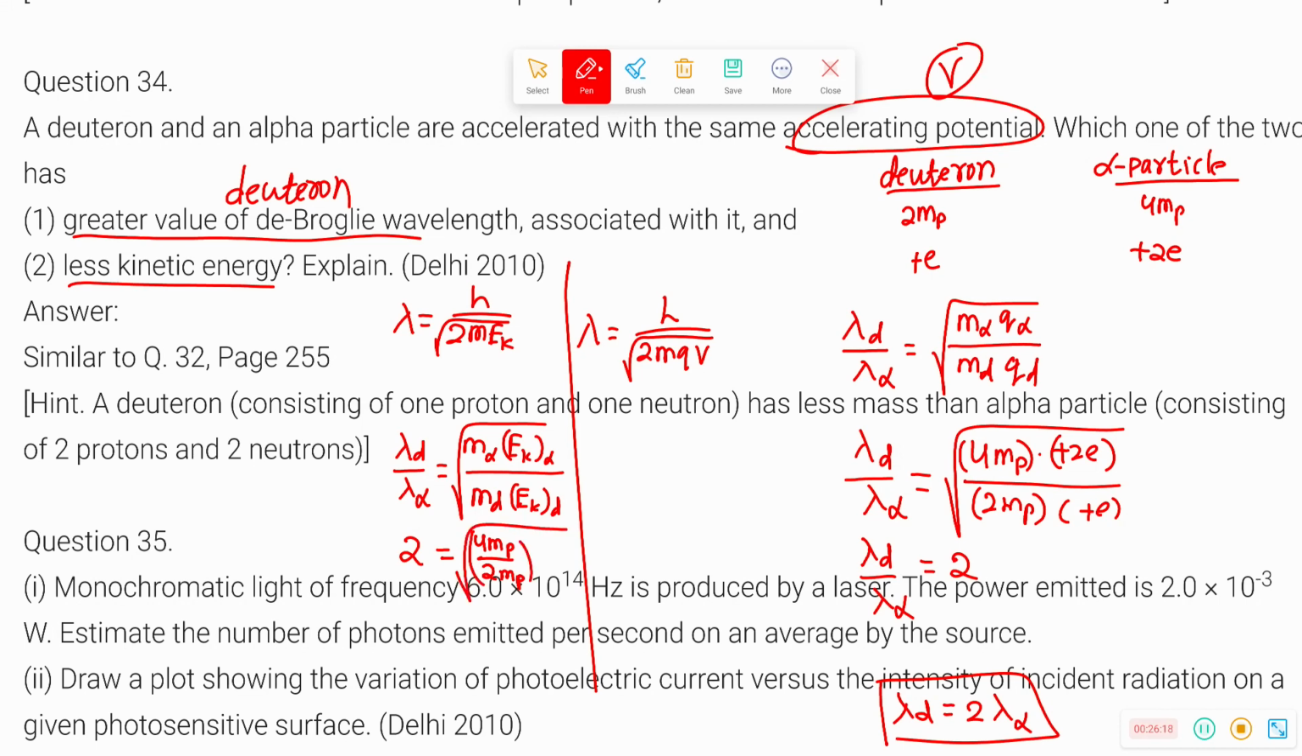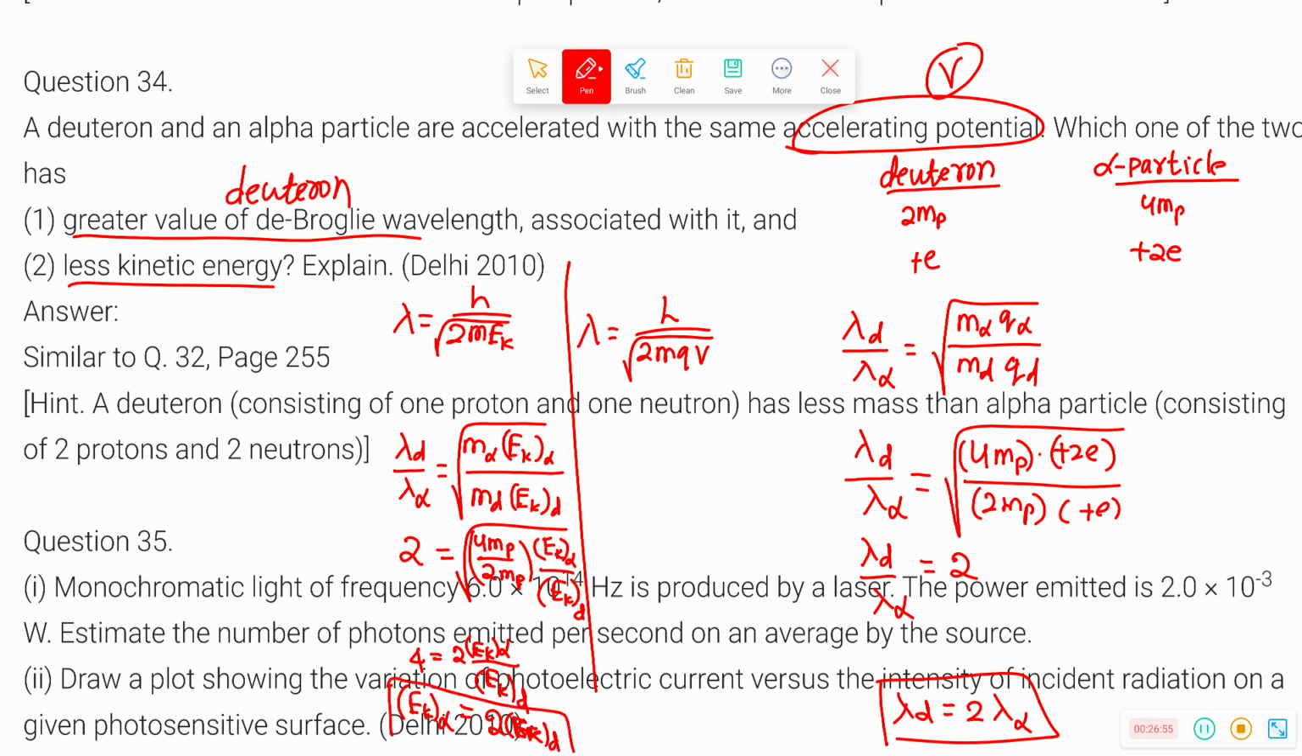Now next, what will happen here? Ek alpha by Ek d. Take square on both sides. What will we get? So 4 equals 2, 2 and 4 cancel. Now kinetic energy of alpha divided by kinetic energy of deuteron, 2 and 4 cancel to 2. So you can understand, kinetic energy of alpha is 2 times kinetic energy of deuteron.